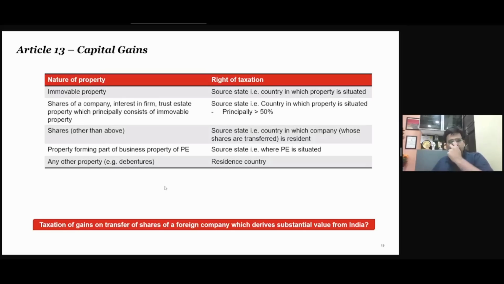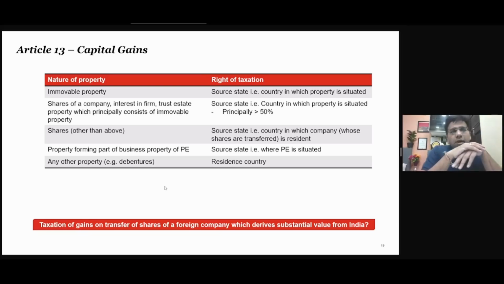Moving ahead, Article 13 is usually on capital gains. These article numbers can vary from treaty to treaty. Here we have mentioned the article numbers as per the model conventions. So in Article 13 of the treaty, capital gains is there, and based on the nature of property, the right of taxation is given. So if it is a case of sale of immovable property, then the country where that property is situated, that country gets the right to taxation.